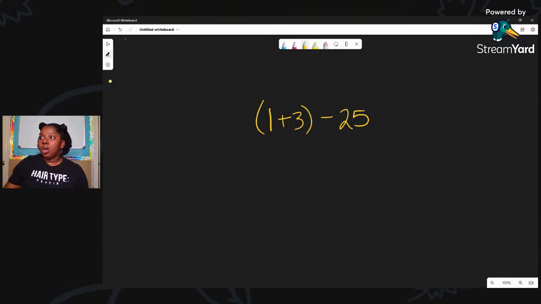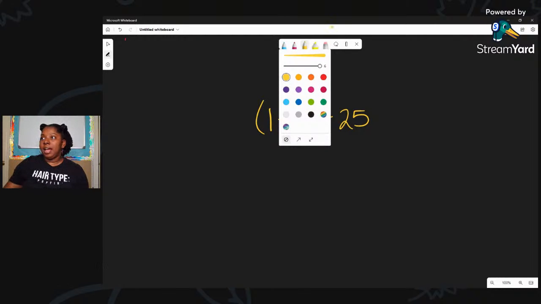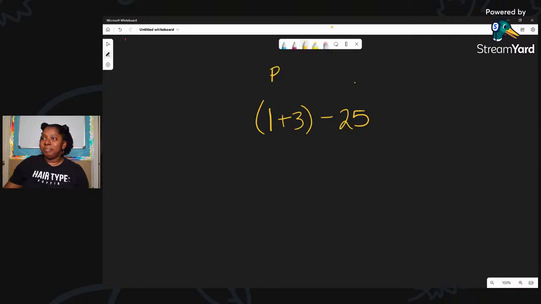All right, so 1 plus 3 minus 25. Okay, so it's just PEMDAS. And this one, yesterday we had a PEMDAS question, and it was really interesting. We had all kinds of answers on the PEMDAS question. So that was interesting to see. But yes, parentheses first.